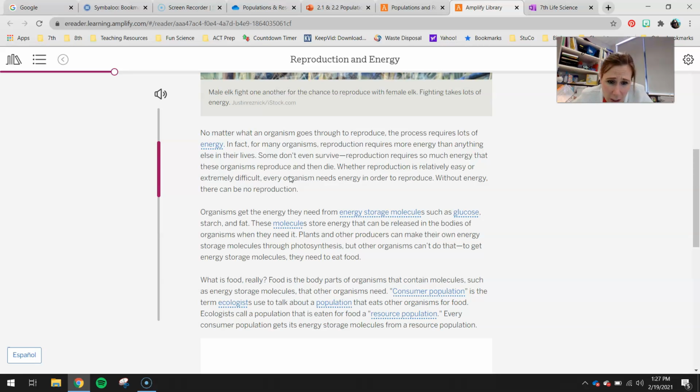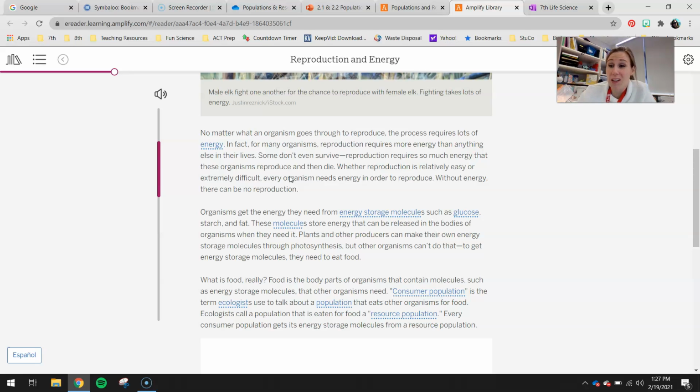So what is food really? Food is the body parts of organisms that contain molecules, such as energy storage molecules, that other organisms need. So we have some vocab that's really important here. A consumer population is the term ecologists use to talk about a population that eats other organisms for food.